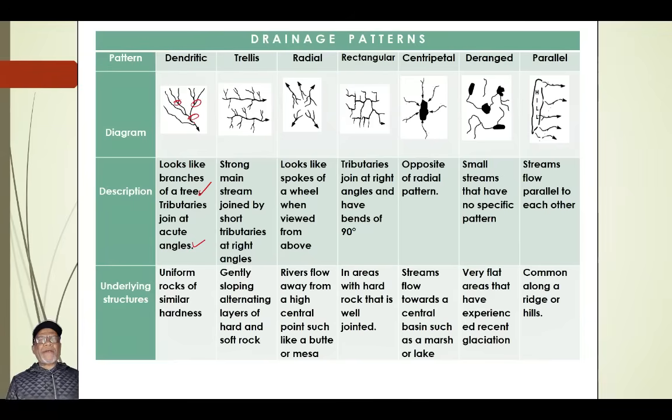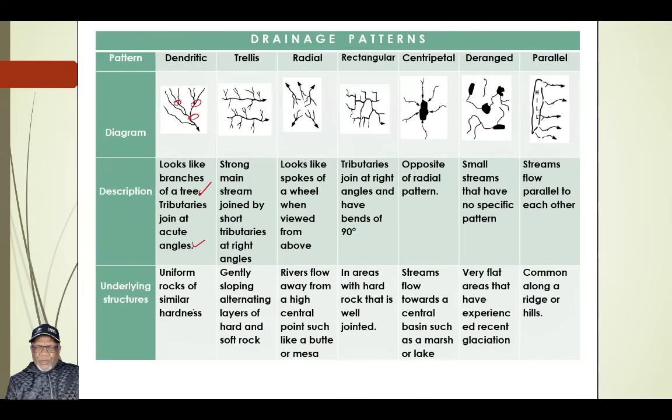And then where do we find dendritic patterns? Where the rocks have got uniform resistance to erosion. They have uniform or similar hardness. So that is your dendritic pattern. Then what do you have next? We have trellis pattern or trellised pattern, depends on how you want to pronounce it.